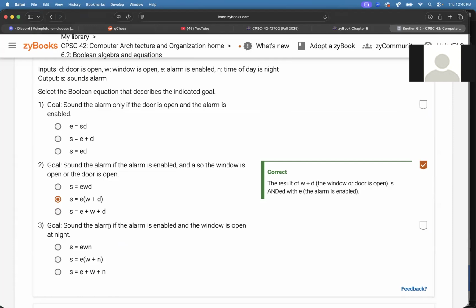So what do we got? Sound the alarm if the alarm is enabled, and so that's E times something. The window is open at night. So if the window is open at night, that means the window is open and it's night. They didn't say and, but if they said window open at night, that means window open and night. So that's WN. So alarm is enabled and window is open and it is night. So that's actually the top one.